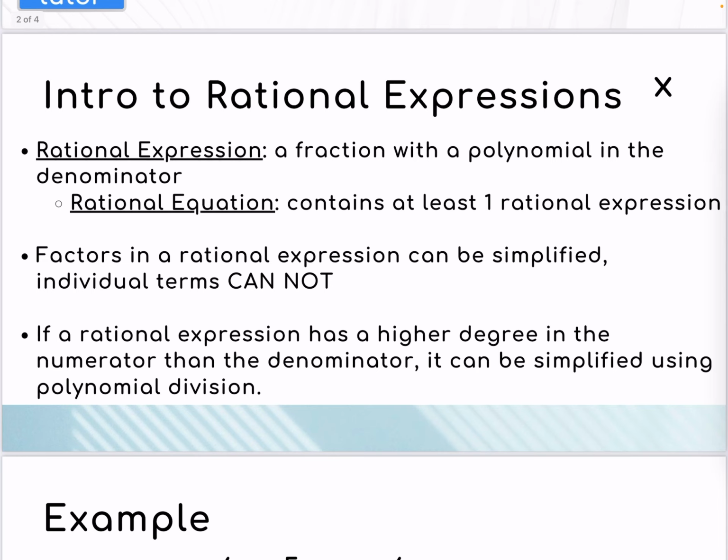Alright, so for an introduction, a rational expression is a fraction with a polynomial in the denominator. I know we've learned about polynomials in the last few videos. A rational equation contains at least one rational expression. A couple things to keep in mind about rational expressions is that factors in a rational expression can be simplified, while individual terms cannot.